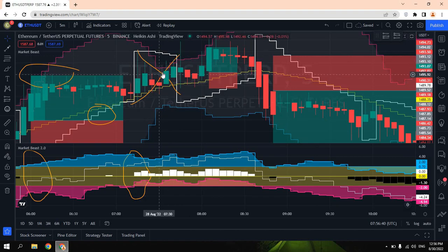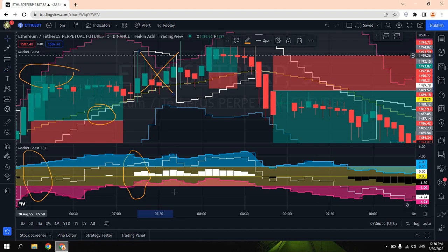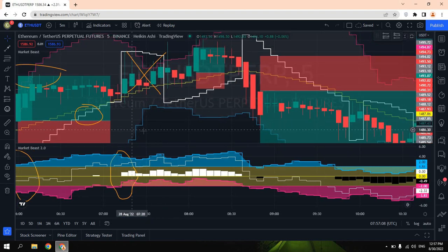I just closed it here. Why? Because this is not our entry point. I'll just cross it again to confirm for you guys. This is not our entry point. Why? Because we have bullish confirmation here, but when we see this white line is above our price, then we will leave this trade. This is not our entry. We will go further.